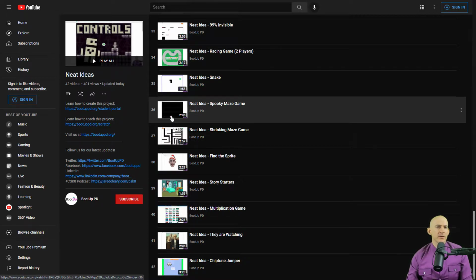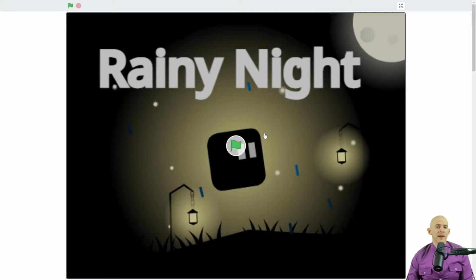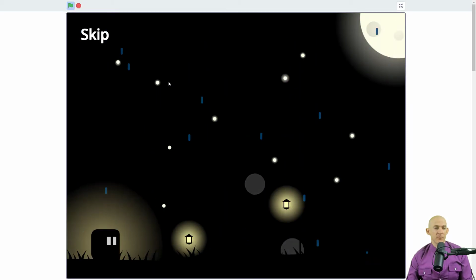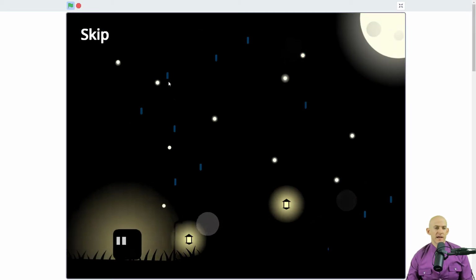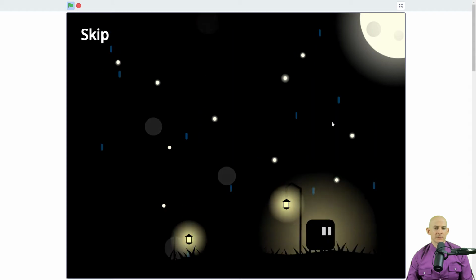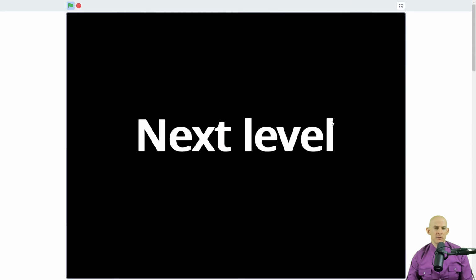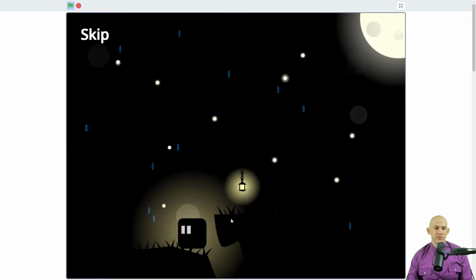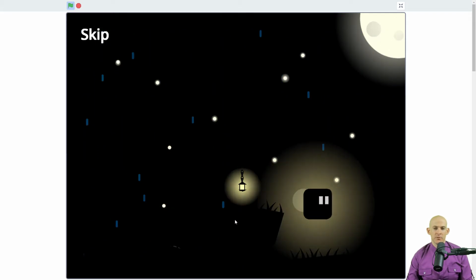Now, I want to show you another neat idea that is similar to this one. The project that I want to share with you is called Rainy Night and is by Origami Crane. All right, so instead of having a maze game, we actually have a platformer. So you can't really see what's right in front of you until you move close to it. So I just got to the next level. Oh, see, I didn't see that there's a little wall right here that I have to jump over until I got closer to it.